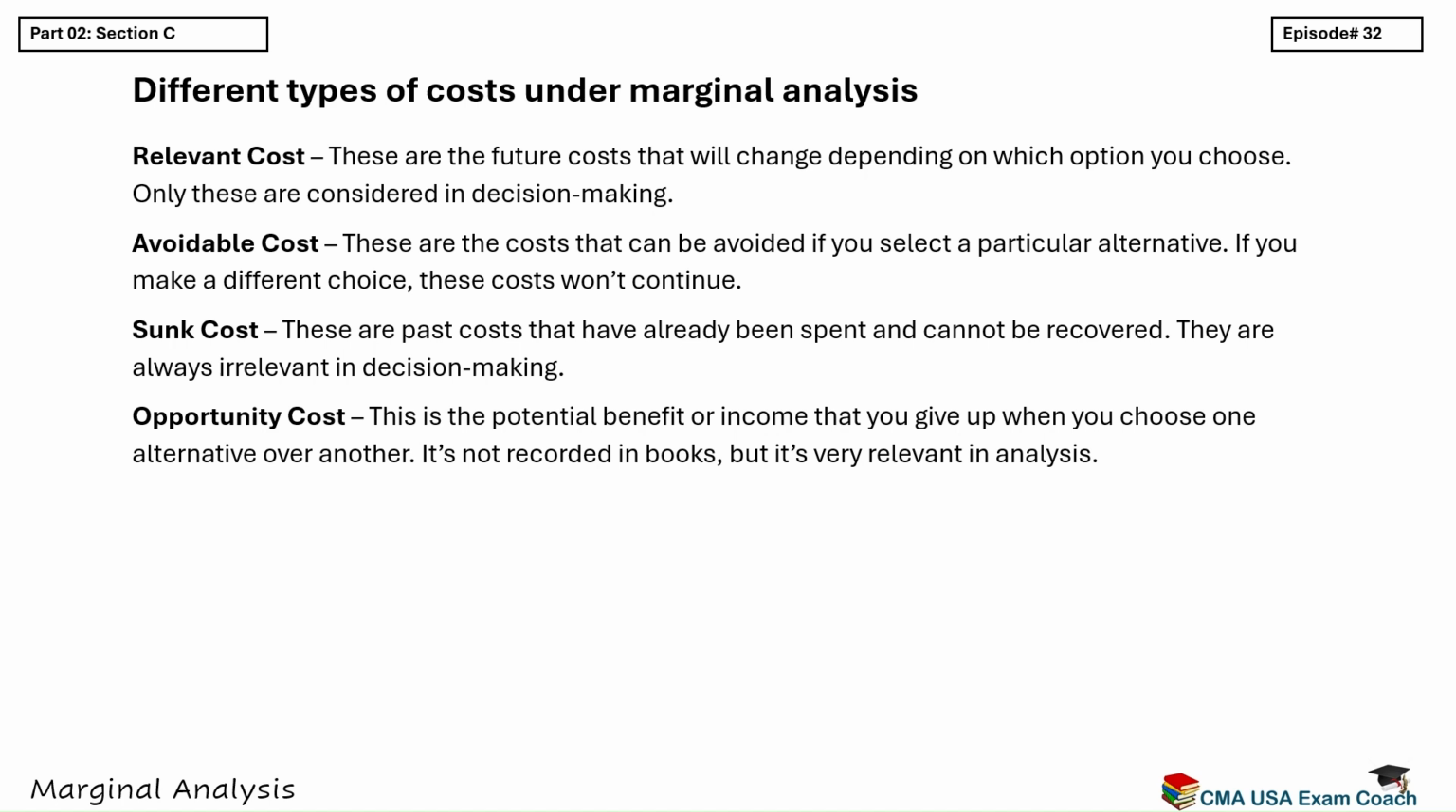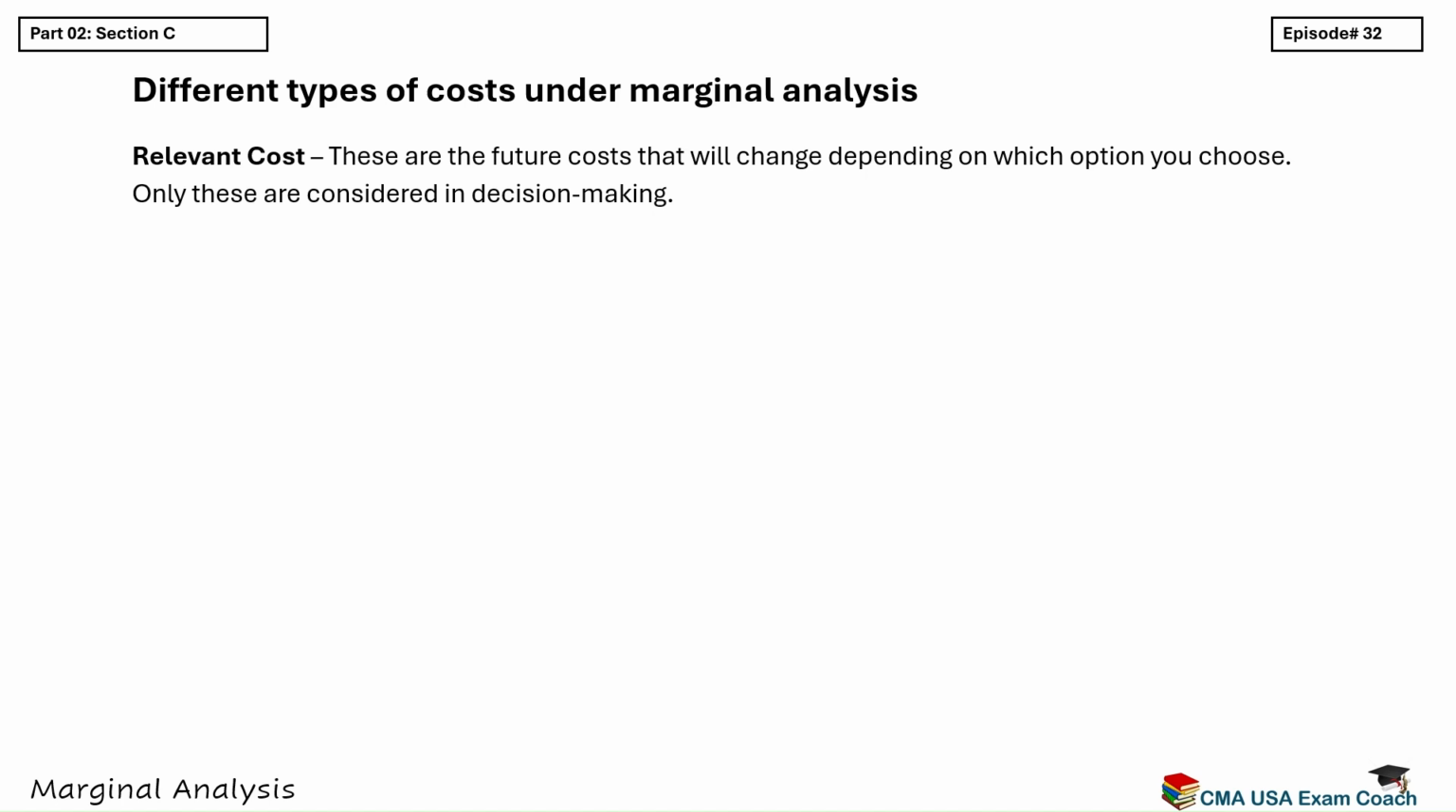Let's continue. Let's now understand what we mean by relevant costs in marginal analysis. Relevant costs are the costs that differ between alternatives. In other words, they are the additional or avoidable costs that will be directly affected by the decision you make. If a cost stays the same, no matter which option you choose, then it is not relevant. Only the costs that change depending on the choice you make should be included in the analysis.